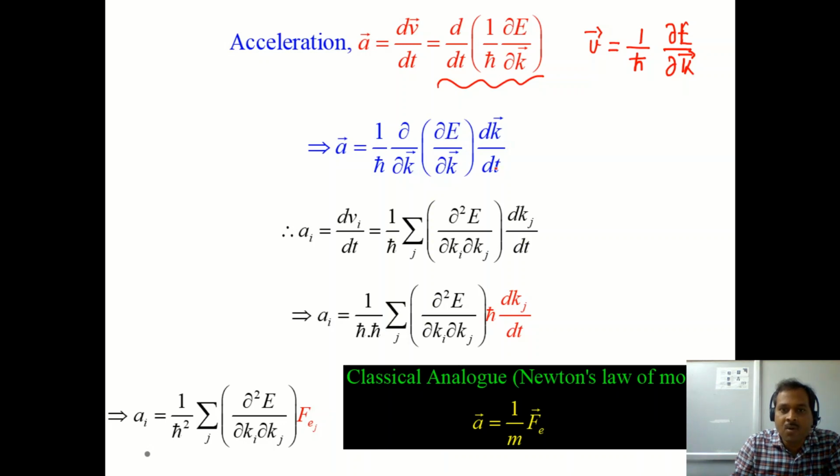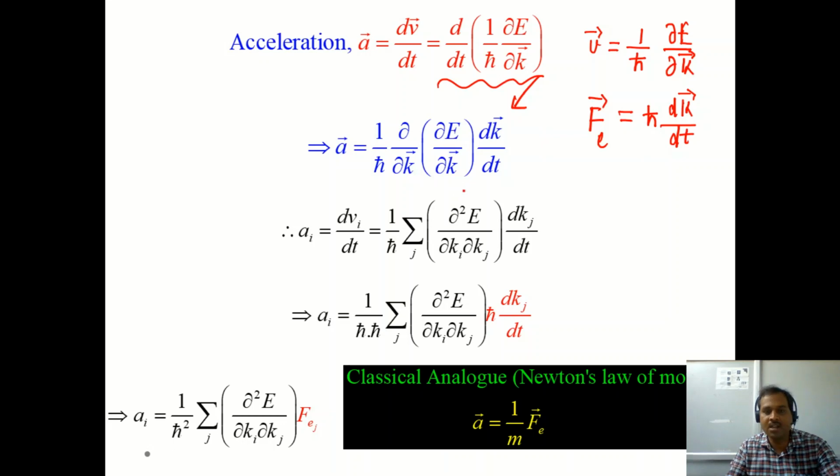Why we are doing this? Because we know that F external is h cross dk by dt, and our aim is to relate the acceleration with the force, so that we can get an idea about the effective mass of the electron. That's why we are trying to get this kind of expression in the acceleration. Now 1 by h cross d by dk, dE by dk, dk by dt.